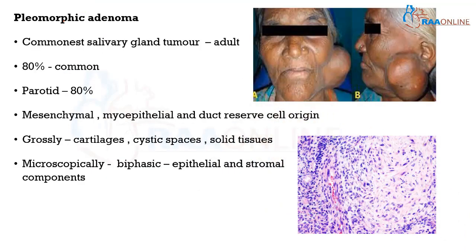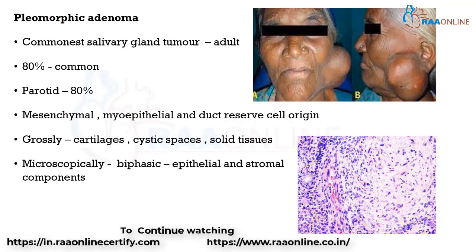So, pleomorphic adenoma is the commonest salivary gland tumor in adults, forming 80% of total number of salivary gland neoplasms. 80% of pleomorphic adenoma occur in the parotid gland. It contains mesenchymal, myoepithelial and duct reserve cells. Grossly, when you cut through a specimen of a pleomorphic adenoma, it tends to have cartilage, cystic spaces and solid tissue inside. And when you stain it and visualize it under a microscope, it tends to be biphasic, having both epithelial and stromal components, as you can see here. You have the epithelial components and you have the stromal components.